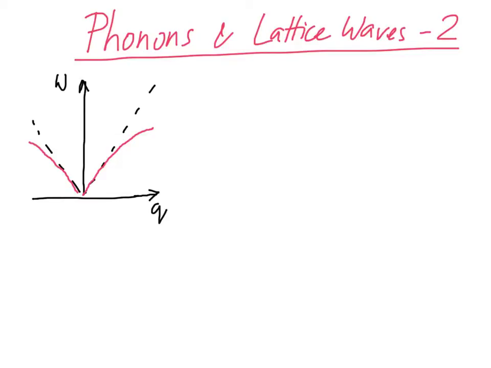So here is what I mean. Let's look into this a little deeper using this picture. So here is the omega versus q diagram. The dashed line basically represents our continuum result, and the solid red line displays the discrete picture, meaning when we replace the continuum solid with a solid composed of atoms.